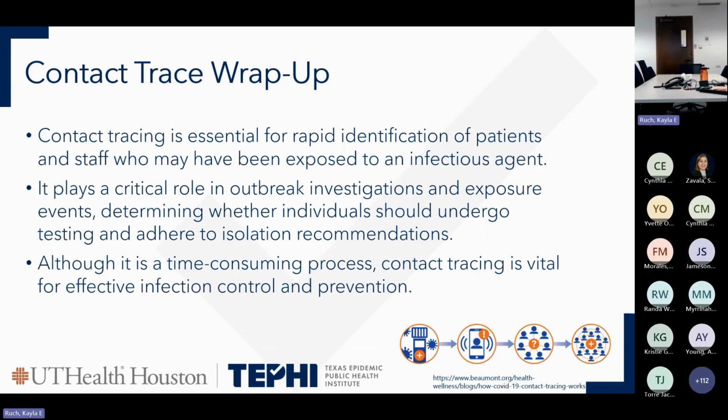So as we've talked about, contact tracing is very essential for rapidly identifying who's been potentially exposed to really reduce the spread of the infectious organism. It plays a critical role in reducing the outbreak because you are containing it by identifying who's been exposed, getting them tested, and then isolating them per the recommendation. It's a very time-consuming process, but it really helps reduce the spread.